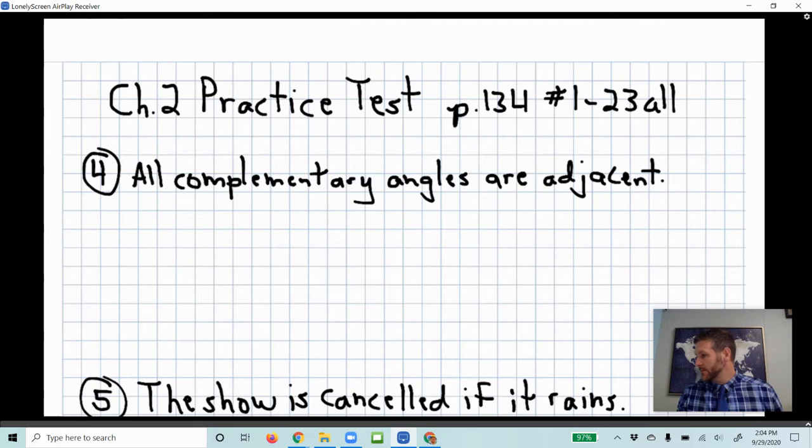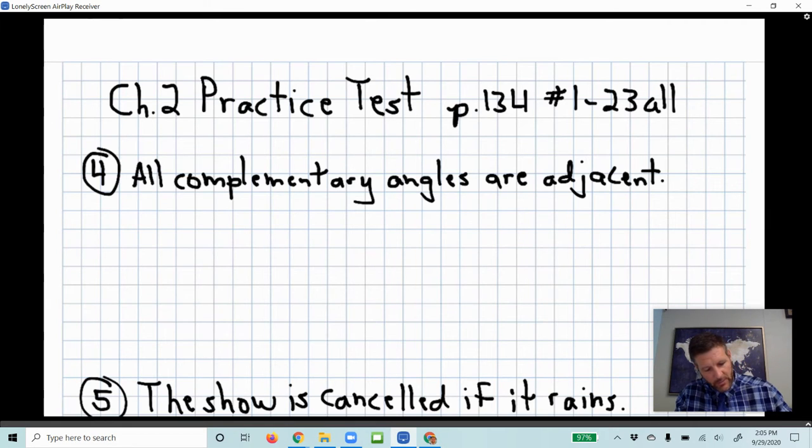I'm going to be doing problems number 4, 5, 14, 15, 17, and 23. So a nice little representation. So let's look at number 4. Number 4 says find the next term. Oh, actually, no, it's different. It says show that the conjecture all complementary angles are adjacent is false by giving a counterexample. So in other words, it already tells us it's false. We have to draw or give a counterexample because that's how you prove a conjecture false. All complementary angles are adjacent.